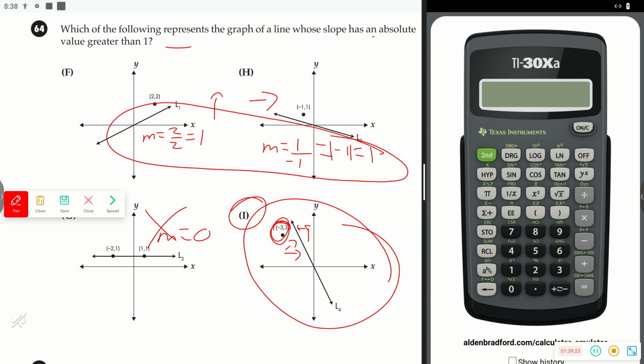Because it says whose absolute value is greater than 1. Maybe they were trying to trick people into thinking that since it's negative, it was going to be less than 1, but I think people would get that.